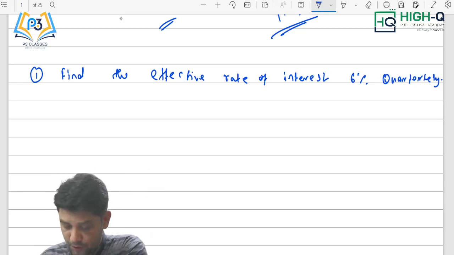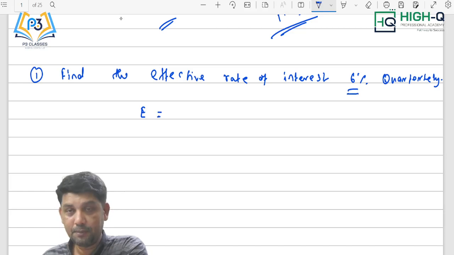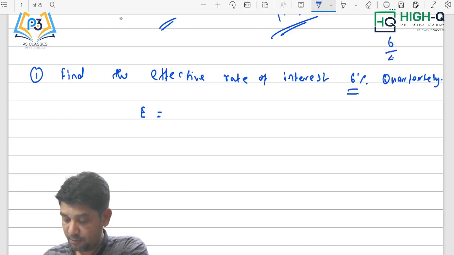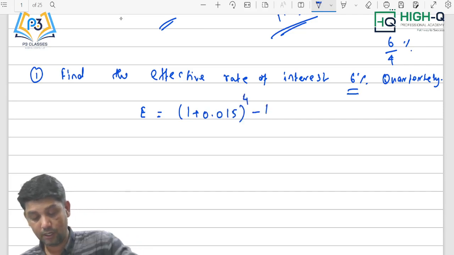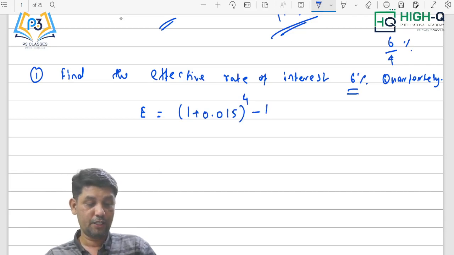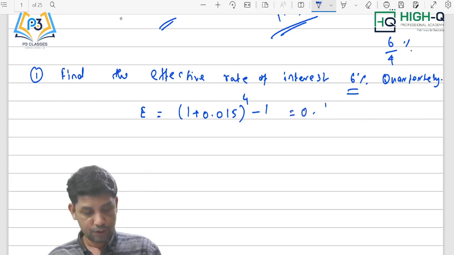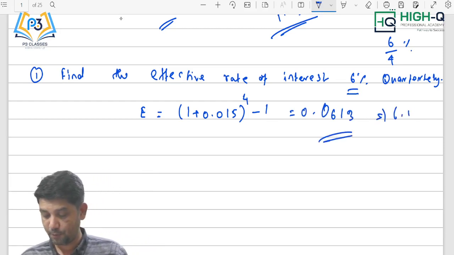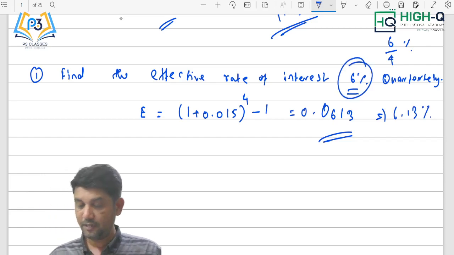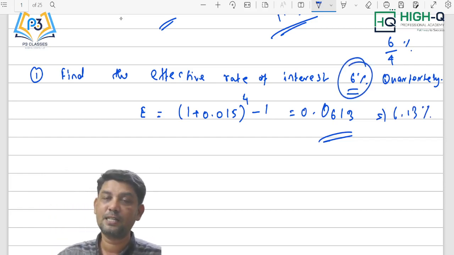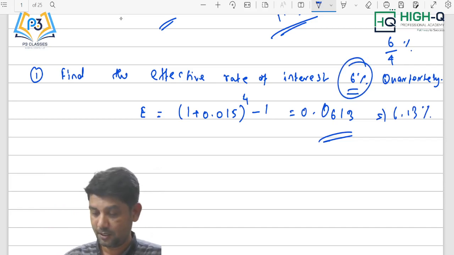How do kids do it? Sir, the effective rate of interest, quarterly basis 6%, sir. That means 6 by 4%, sir, 3 by 2, 1.5%, sir. Which is nothing but 1 plus 0.015 whole power 4 minus 1. Simply they take the calculator, sir: 1.015 power 4 equals, minus 1. I get the answer as 0.0613 something like that, which is nothing but 6.13%. That means if they are calculating 6% quarterly, it is not 6%, it is 6.13%. This is what kids do.